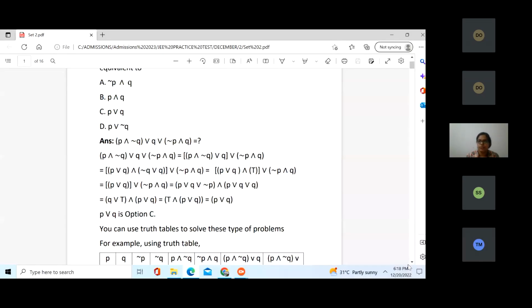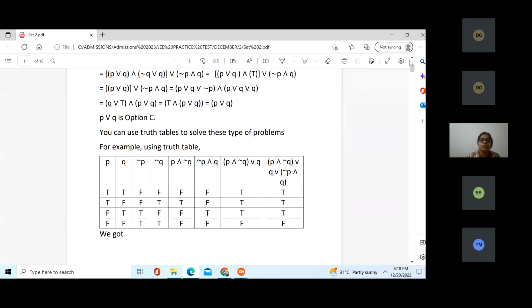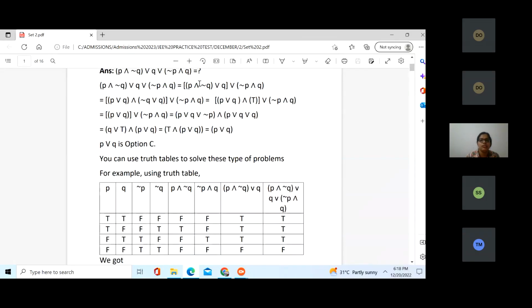Yes, you can just go through this. Here we have expanded these terms. It is something like P or Q and negation Q or Q, then this term itself, or negation P and Q. So what is the output of negation Q or Q? It's T, right? So we can write this part as P or Q and T. It is P or Q. So this term gets simplified into P or Q, or negation P and Q.